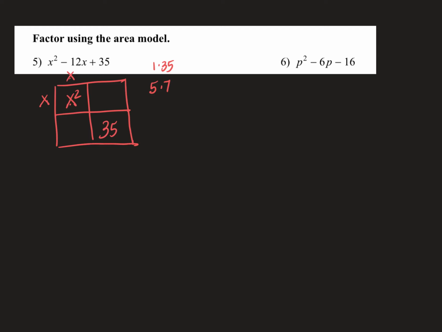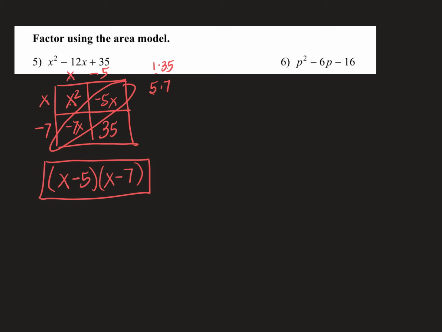I need to multiply these two numbers and get positive 35, but add them and get negative 12. So that means I need -5 and -7. -5x plus -7x is -12x. Then that means my answers are x minus 5 times x minus 7. That is my answer to factoring using the area model.